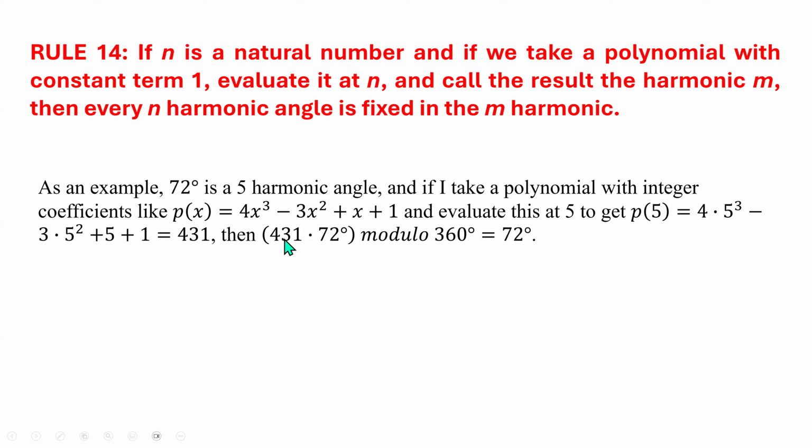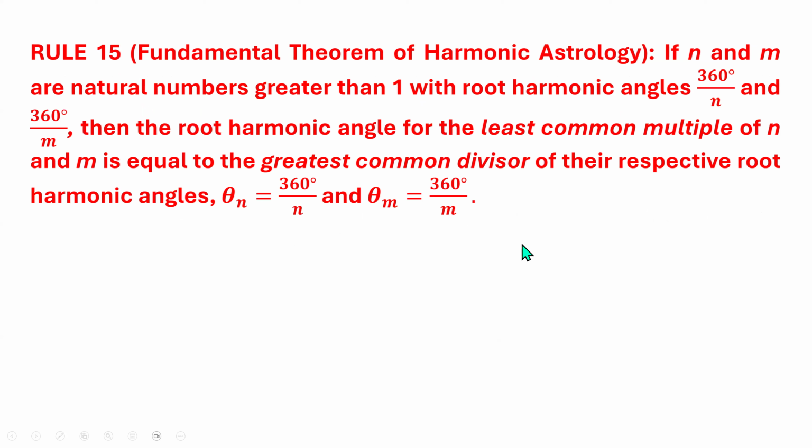I multiply 72 degrees by 431, evaluate the result modulo 360 degrees. I just get back 72 degrees. And my final rule, I call the fundamental theorem of harmonic astrology. If n and m are natural numbers greater than 1, with root harmonic angles 360 degrees over n and 360 degrees over m, then the root harmonic angle for the least common multiple of n and m is equal to the greatest common divisor of their respective root harmonic angles.